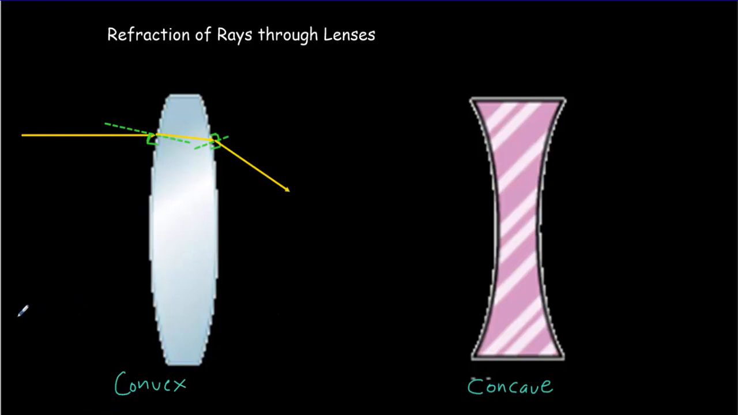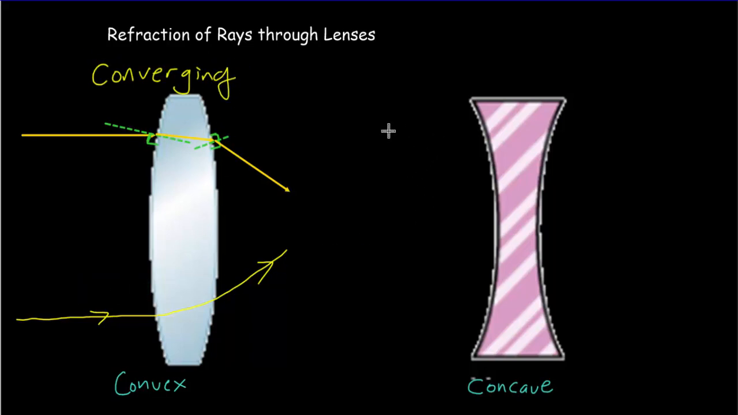And we could do another ray down here. It would come in and bend in a similar manner. So we call this a convex lens. We also call it a converging lens because you can see that these two rays coming out of the lens are getting closer together. They're converging.